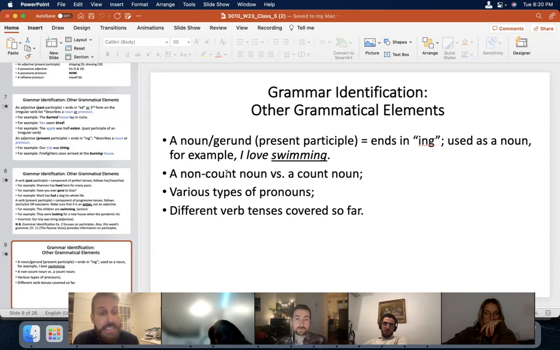Kids. Kids. Excellent, with an S. Give me one more count noun. Dollars. Dollars. Men. Okay, different types of pronouns, we already looked at that. Different verb tenses, we already looked at that.